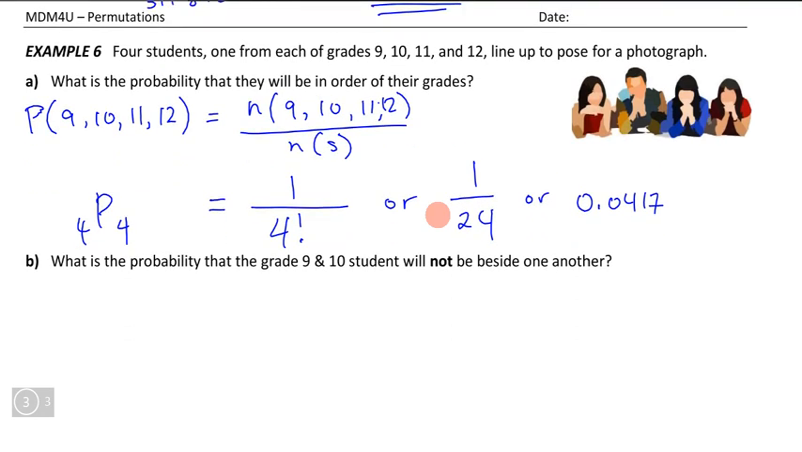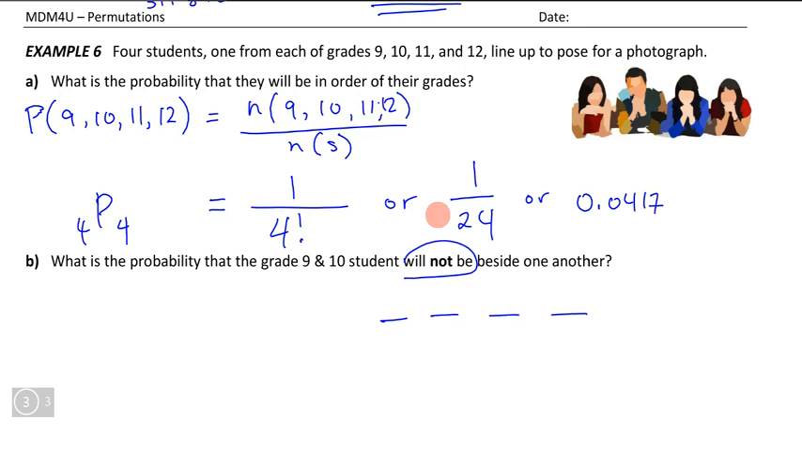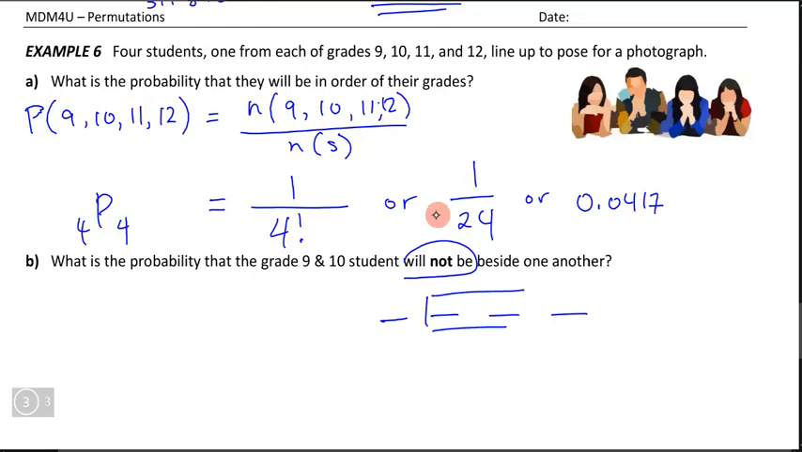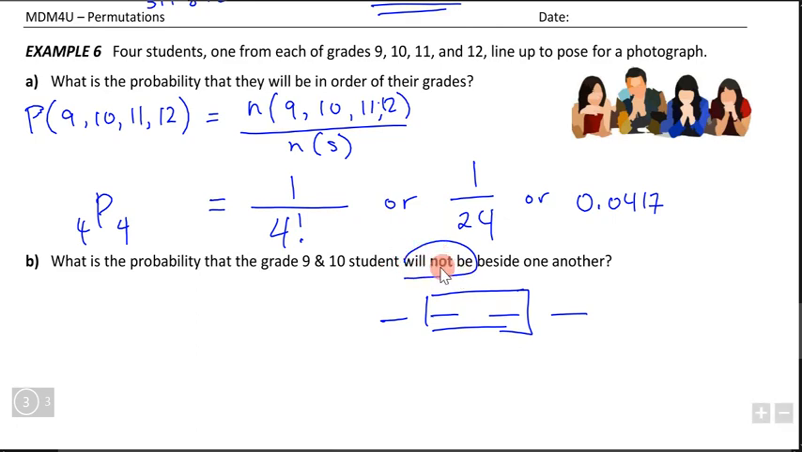Part B, what is the probability that the grade 9 and 10 student will not be beside one another? So when it comes to these kinds of restrictions, it's helpful to draw a picture. So here are the 4 students. We do not want the grade 9 and 10 student to be beside each other. Maybe because they hate each other or something. So this is the situation where you're going to use a kind of indirect method. So I'm going to find the number of ways you can put them together, the 2 factorial ways to put them together. If treated as one unit, then there are a total of 3 factorial ways to arrange your 3 units, the first unit, second unit, and the third unit.